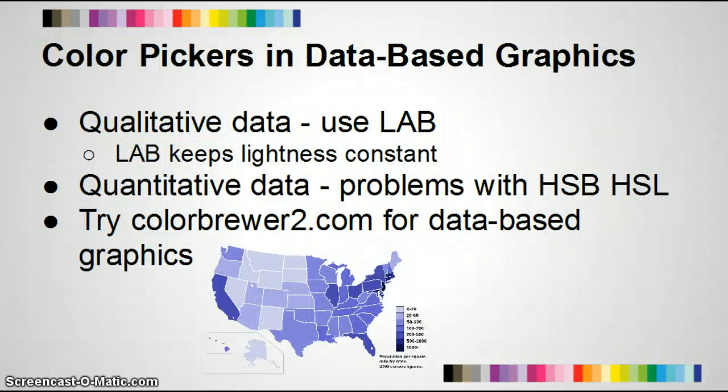Some problems can arise when choosing colors to use in data-driven graphics. Lab is the best color picker to use for qualitative data because you can select different colors of equal lightness. Keeping lightness constant among different colors in a qualitative graph will prevent people from attributing a superior or inferior value to different categories. When HSB or HSL is used to pick colors for numerical or quantitative data, some of the colors may have different lightness measurements but are hard to distinguish from one another. To create a graphic using perceptually distinct colors, try using a handy tool called Color Brewer.